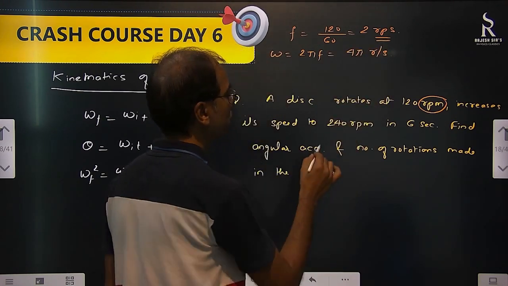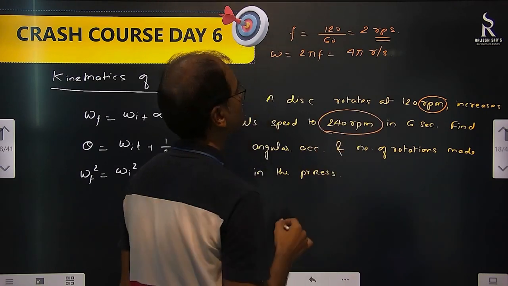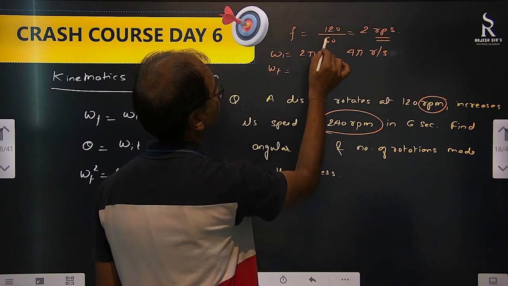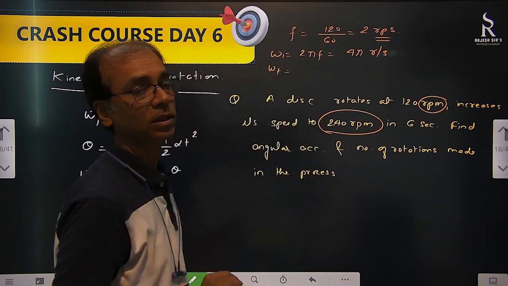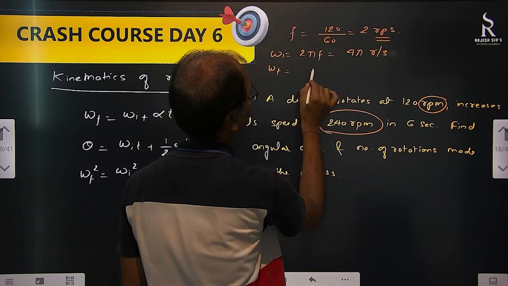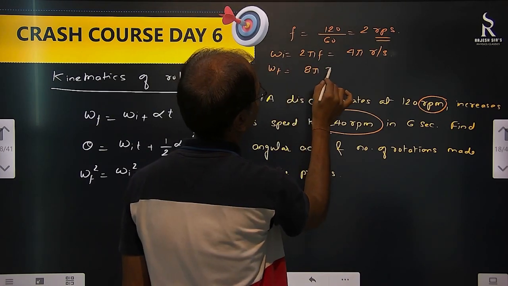Second one, this is 240 RPM. So this is omega initial. Omega final will be what? 240. So 240 by 60. 240 by 60 means 4 RPS. 4 RPS, so 2 pi into 4. So it will become 8 pi. So 8 pi radian per second.